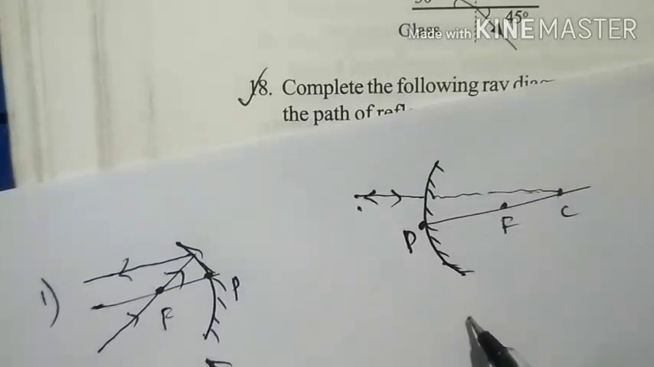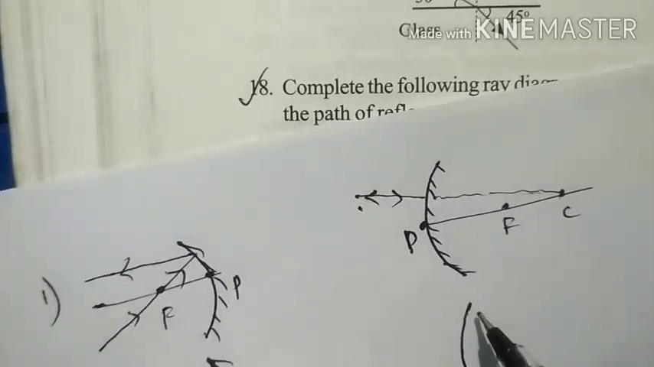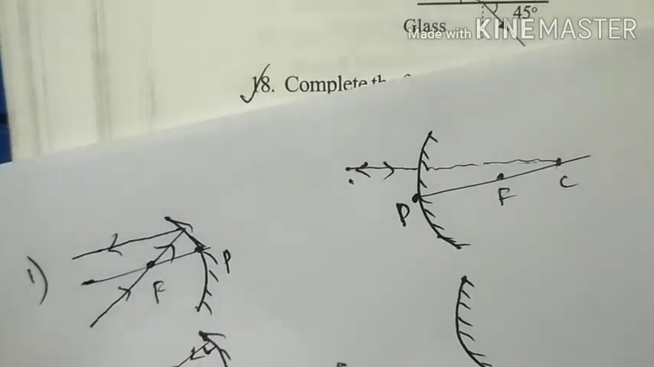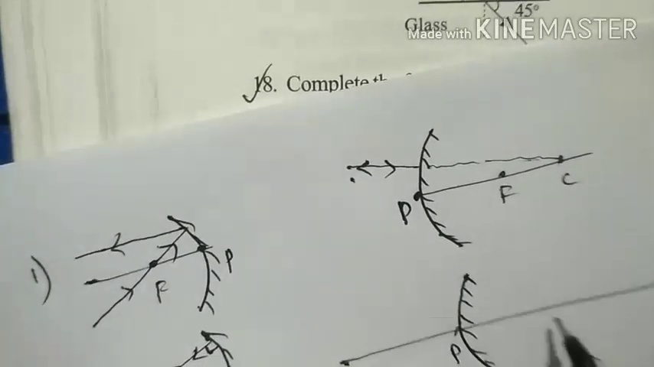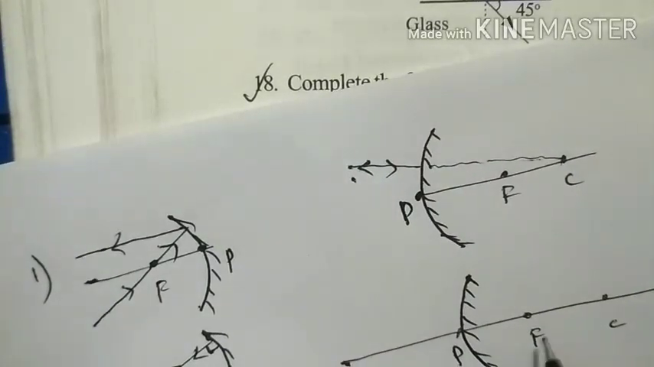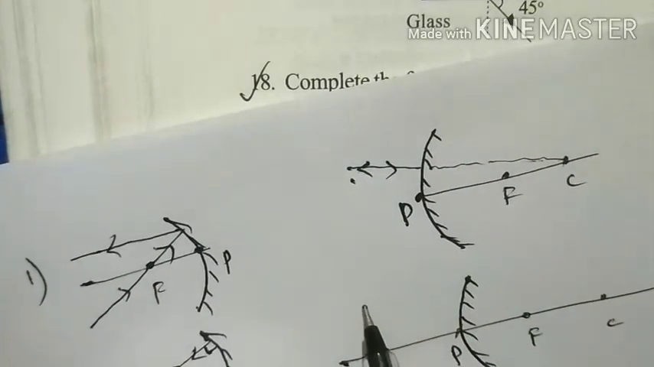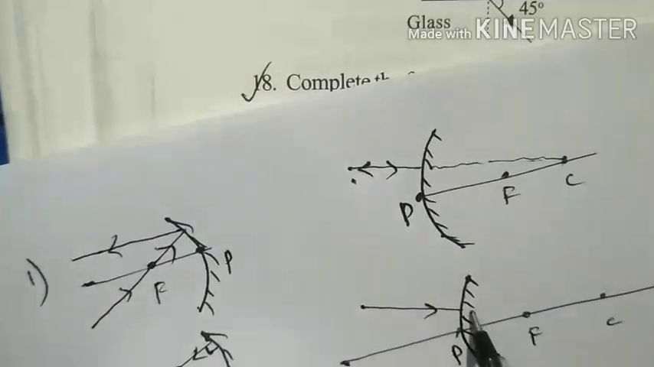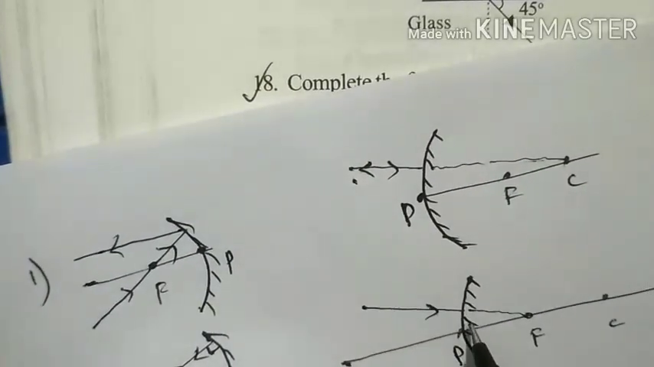So similarly, if you can draw one more diagram, this is the convex mirror. So this is focus, pole, focus. When you draw the mirror, you don't forget to draw all these 3 points. So the light ray is appearing to pass through focus.